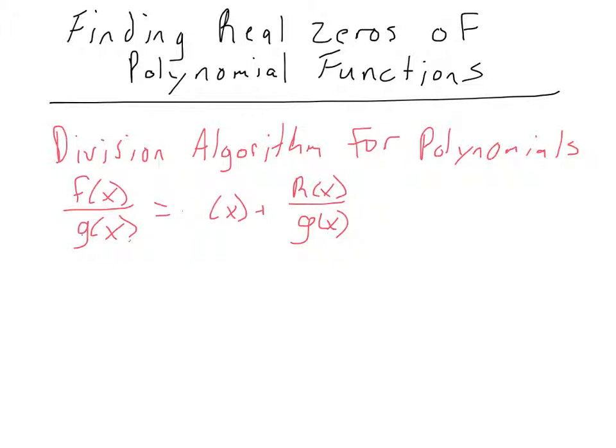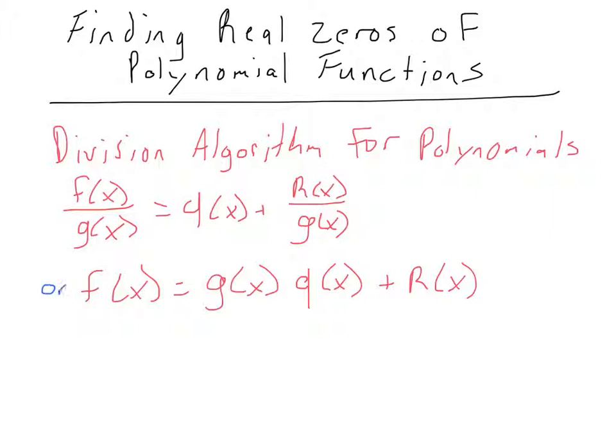So the quotient plus the remainder over the divisor. The divisor is just whatever was dividing the original polynomial function. And we can write this in a different form. If we multiply the entire equation by g of x, that will clear out this denominator and this denominator. And so we'll be left with the fact that f of x, the original polynomial itself, equals g of x times the quotient q of x plus the remainder.